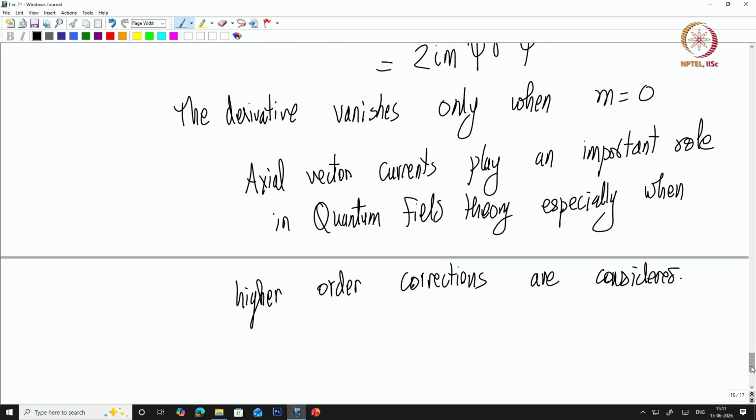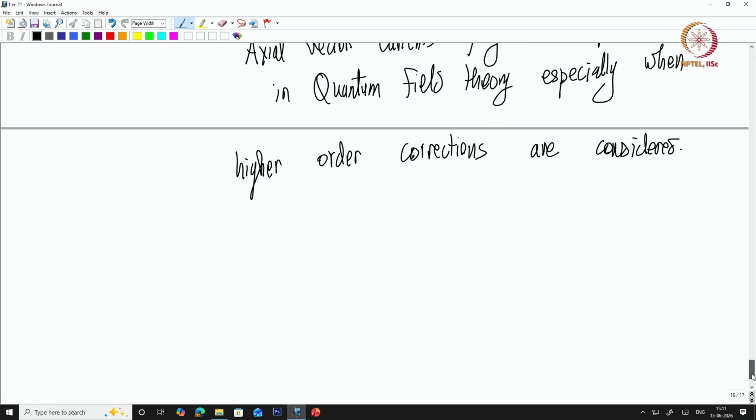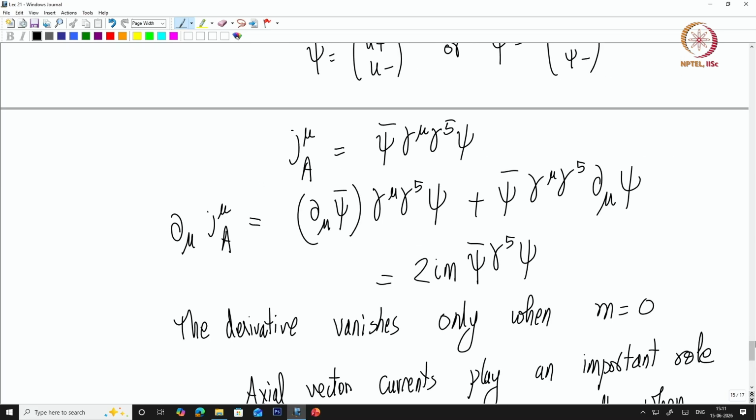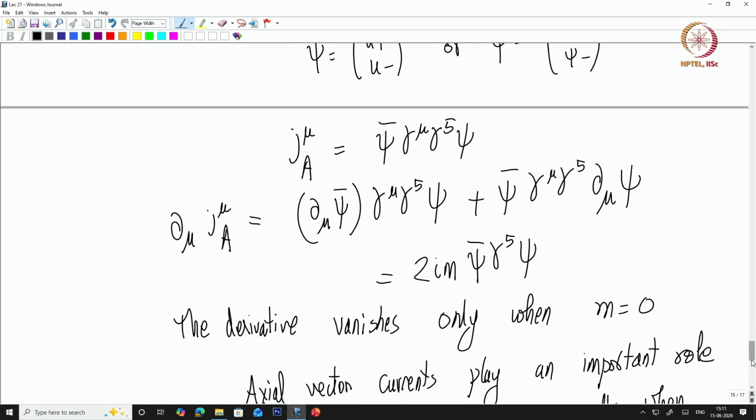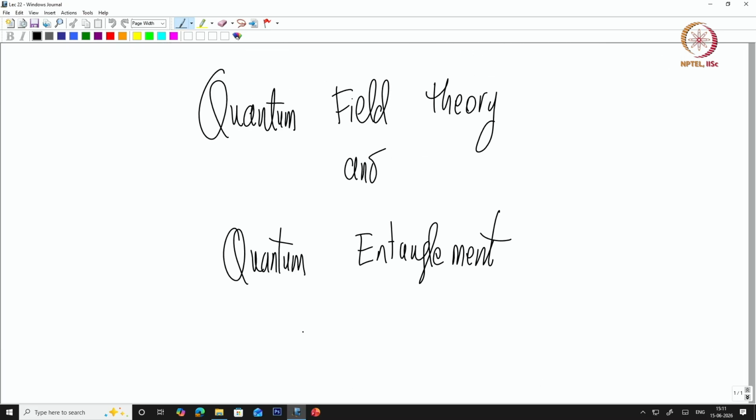Good. And finally, as a parting shot, we mentioned that these axial vector currents play an important role in quantum field theory, especially when higher order corrections are considered. Good. So let's stop here, and we will move slowly towards the interaction part. But before that, we have to do the quantization of the Dirac equation.